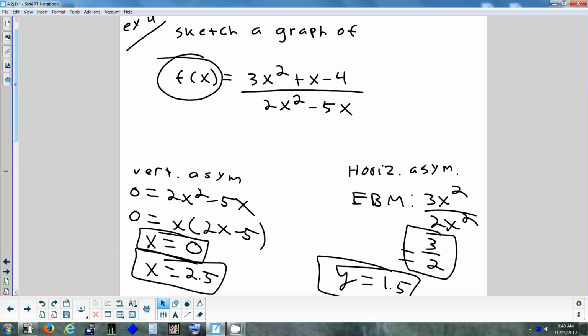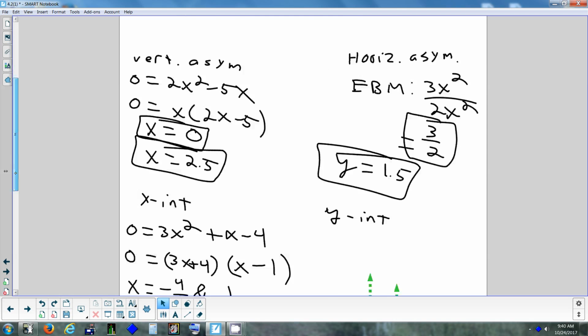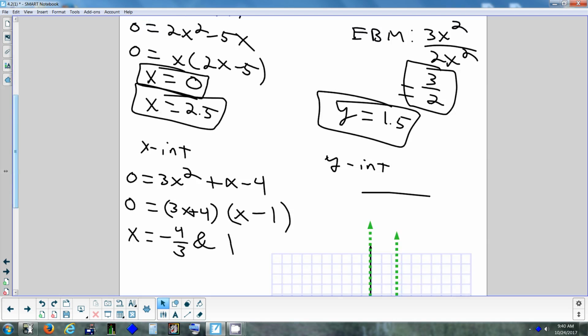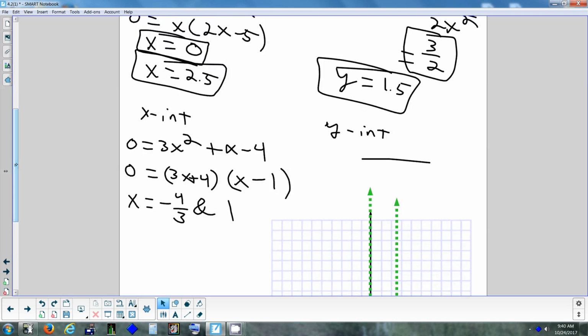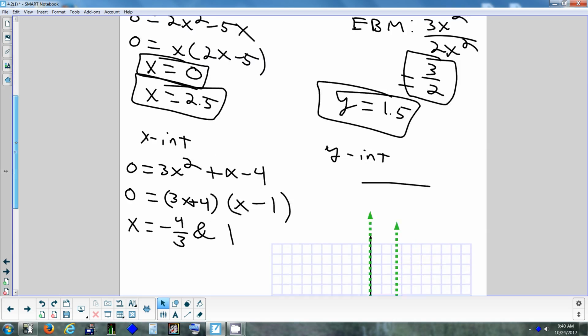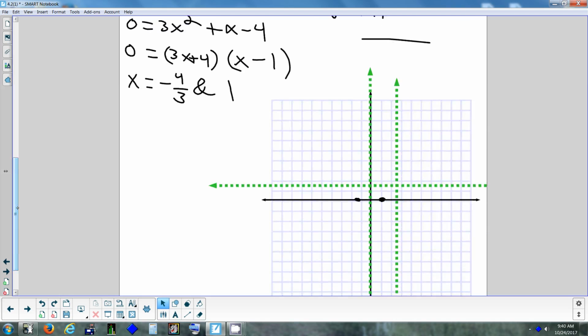It doesn't exist. You cannot plug in 0 for x because if you did, you'd be dividing by 0, because that's where we have an asymptote. So this graph doesn't cross the y-axis. The last thing to do is check the behavior near the asymptotes.